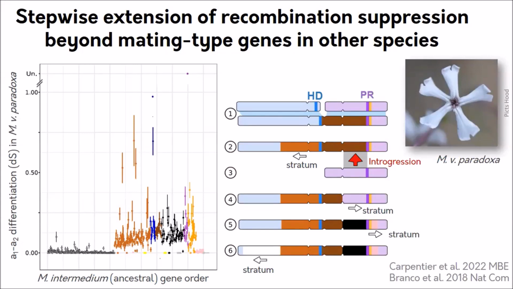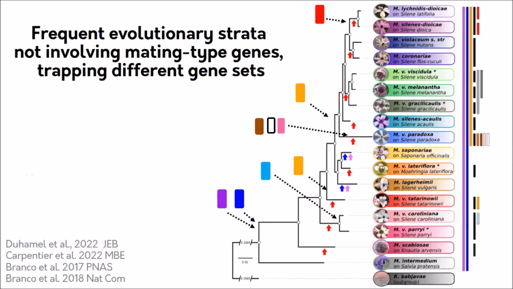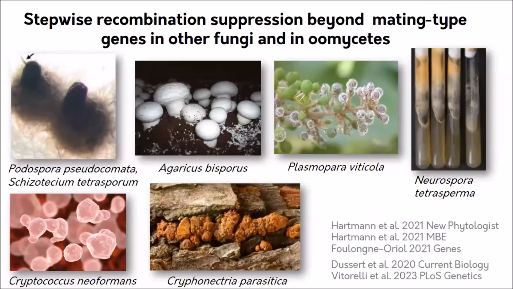And all these evolutionary strata, because there have been different rearrangements between the species, trap different gene sets. So it's not the same genes that are non-recombining in the different anther-smut fungi. So it doesn't support an antagonistic selection model. Here you have the different evolutionary strata that we named after colors, and you can see in what species they are and when they evolved. So repeatedly you had stepwise extension of recombination suppression and trapping of different gene sets.